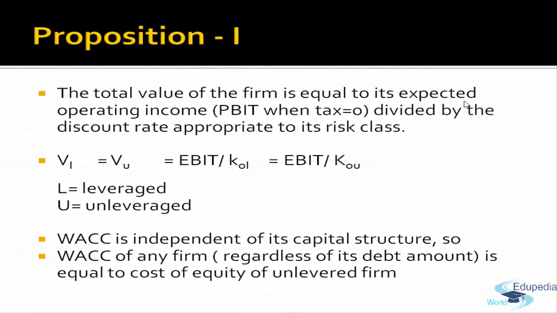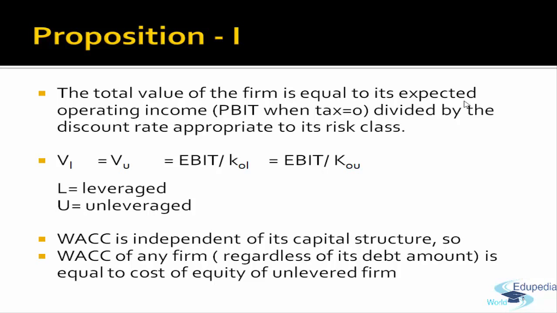Modigliani and Miller have restated the net operating income approach through three propositions. Let's discuss them one by one. As per Proposition 1, the value of a firm is independent of its debt equity mix and is solely dependent upon its future earnings. So you can say that the weighted average cost of capital is independent of its capital structure, and the value of a firm can be computed by capitalizing the earnings of the firm by its average cost of capital. That means the value of a firm is equal to EBIT upon cost of capital.